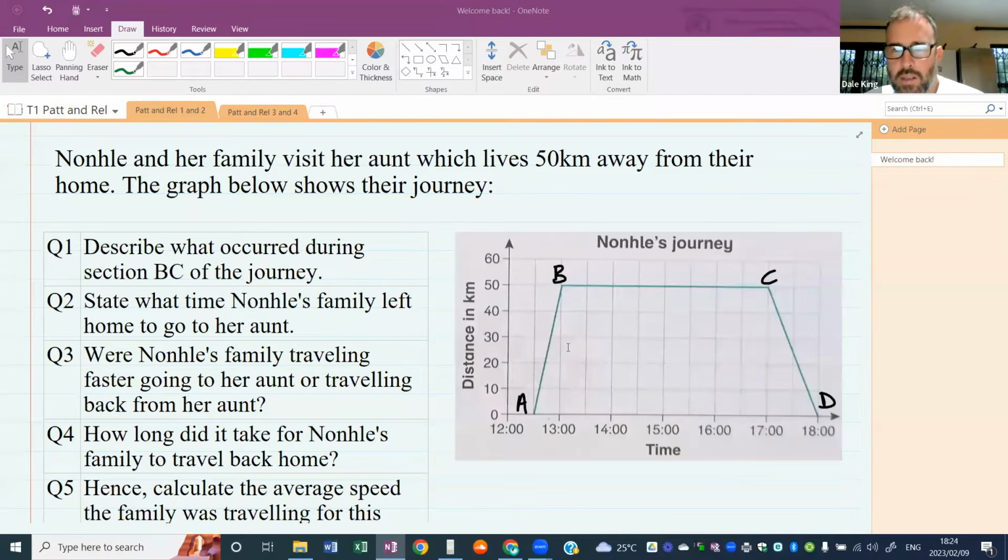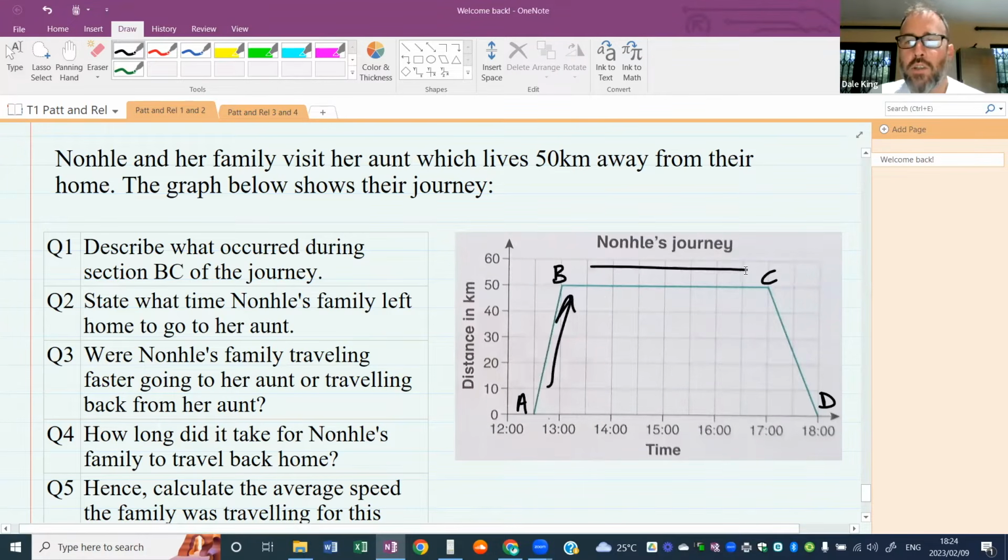So we have 3 sections to this journey. We have section AB, you can see, which is going up there. Then we have section BC. And then we have section CD.